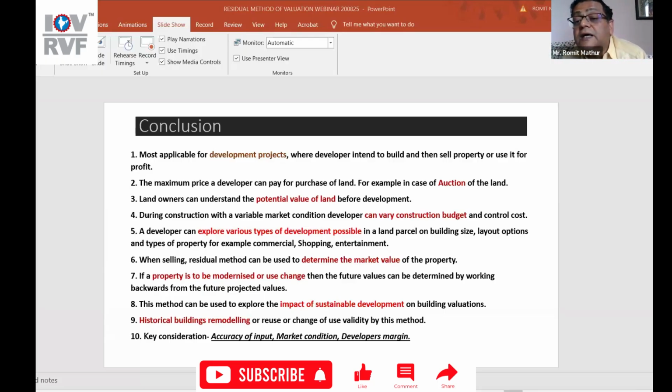Mr. Datta has asked, sir, the construction cost is borne by the developer. Why are we taking developer's profit separately? Oh, because that is the cost to him. The construction cost is the cost to the developer. It doesn't include his margin. It includes his expenses in making the building. I hope that answers Mr. Datta.